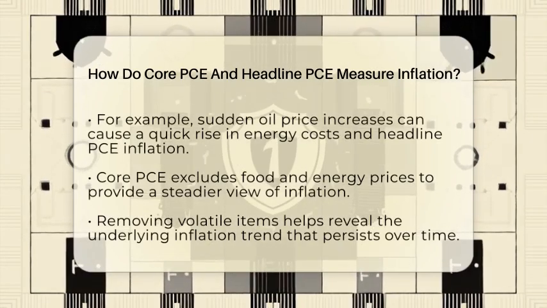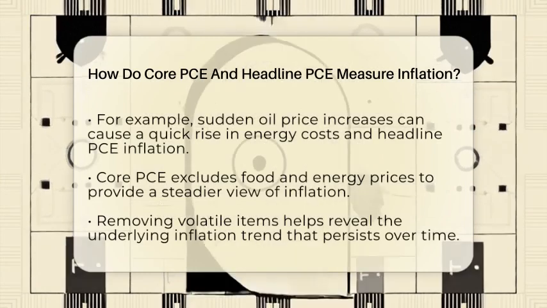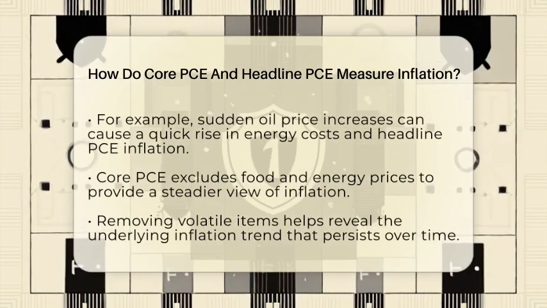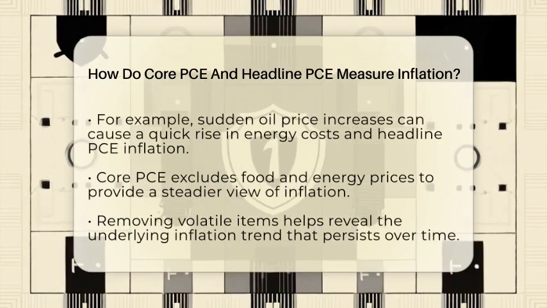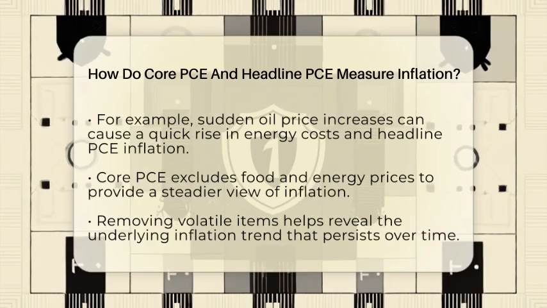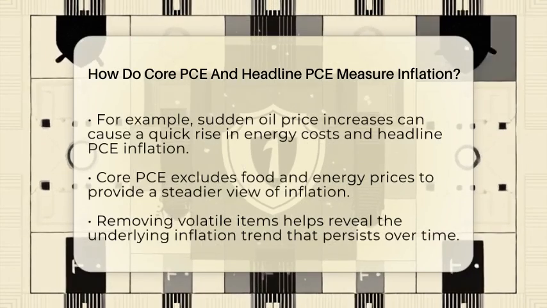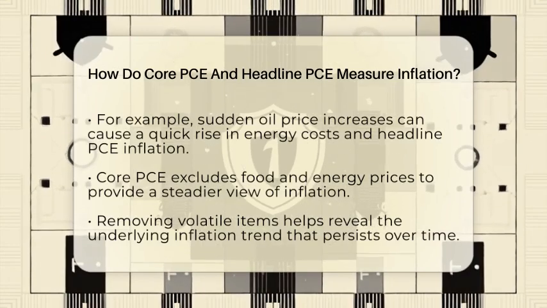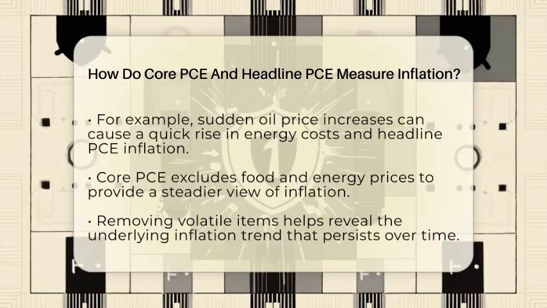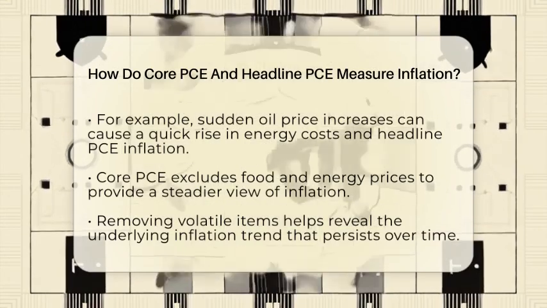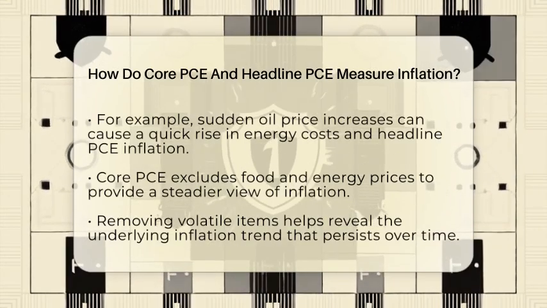Core PCE, on the other hand, leaves out food and energy prices. These are the most volatile parts of the index. By removing them, core PCE shows a more stable view of inflation. It helps policymakers see the underlying trend of price increases that stay steady over time. If energy prices go up temporarily, core PCE might stay flat, indicating that inflation isn't truly accelerating.